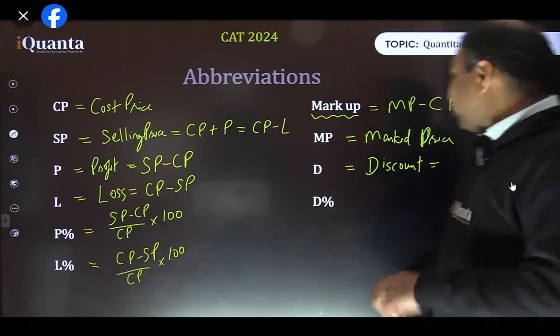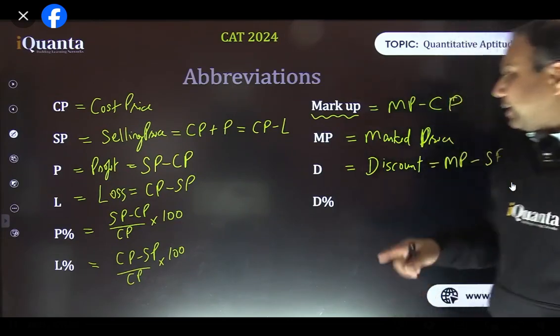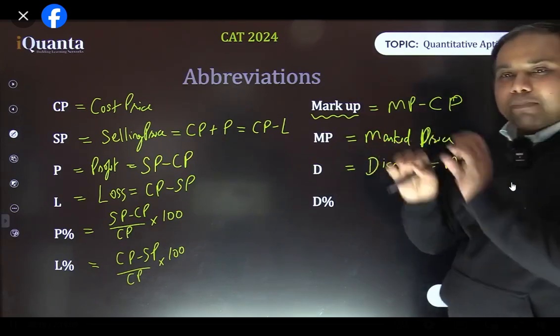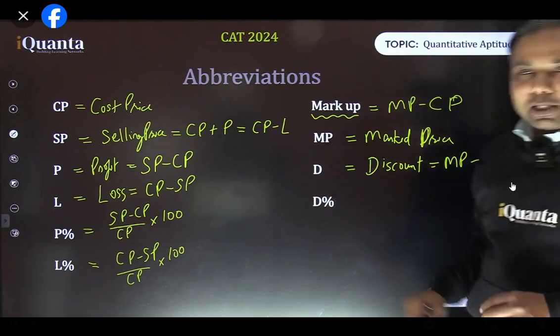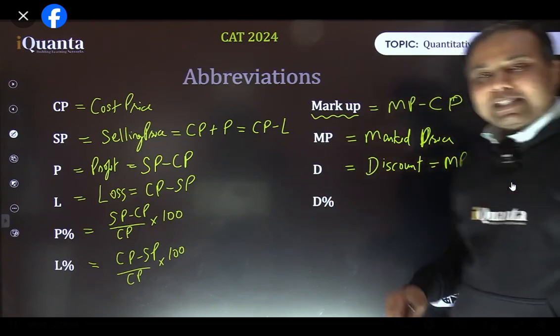Yes, discount is the difference of mark price and selling price. As I said earlier, that customer is being shown this mark price. So now whatever amount from this mark price he is able to bargain to get to purchase the article at selling price, that difference is known as discount. Okay? So that discount is basically the difference of mark price and selling price.